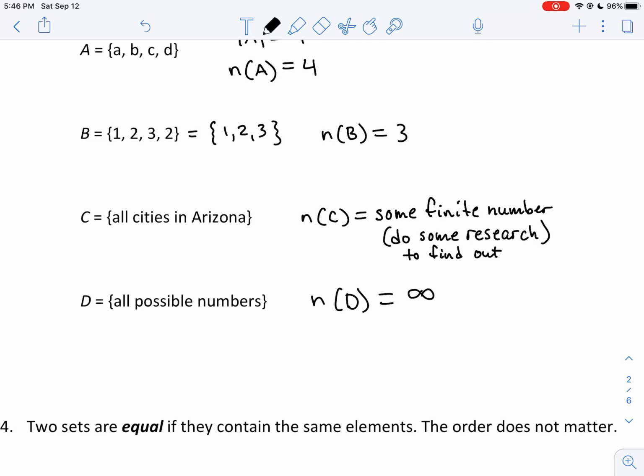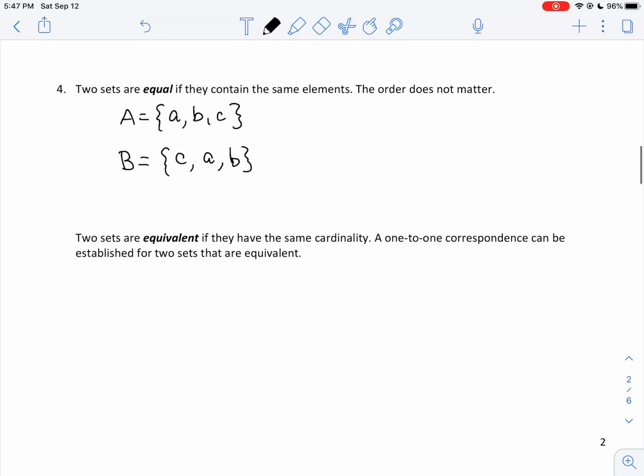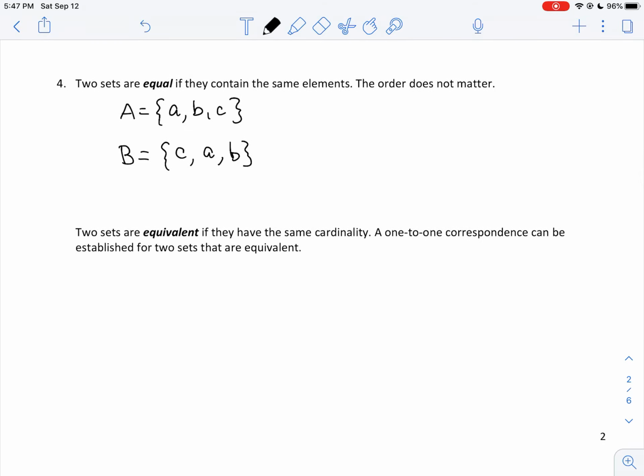Okay, let's look at some other nuanced things here. Two sets are equal if they contain the same elements. The order does not matter, right? So if I have a set that has the elements A, B, C, and then a second set that's presented has the elements C, A, B, you would say that these are equal. The order doesn't matter when you're talking about sets. However, two sets are equivalent, this is different, if they have the same cardinality.